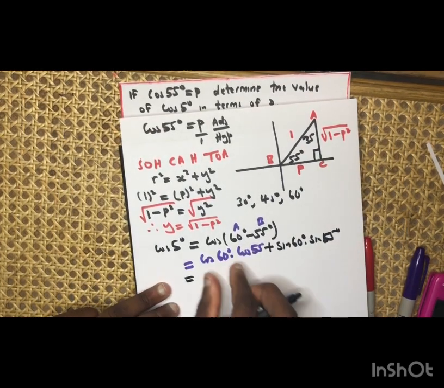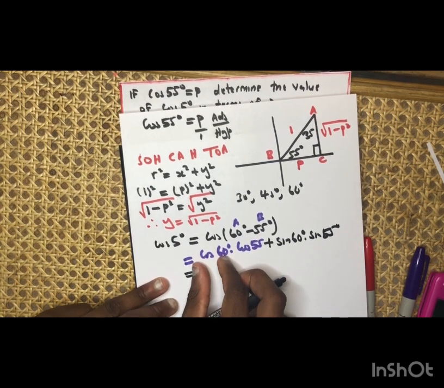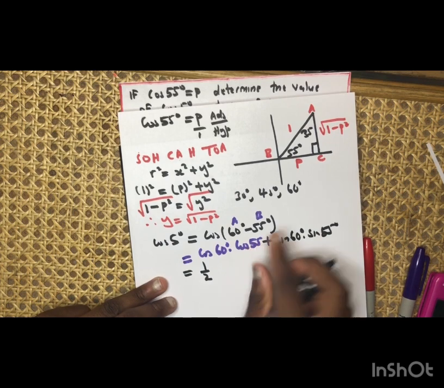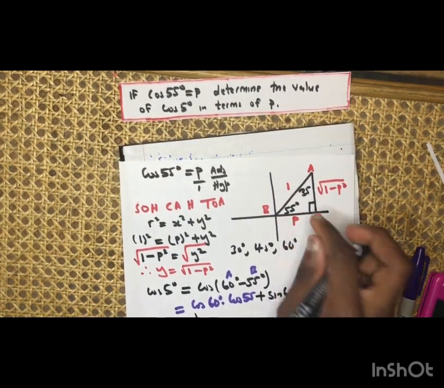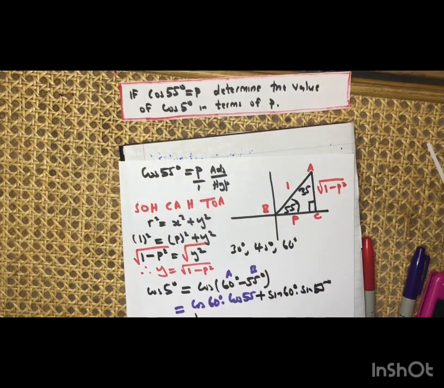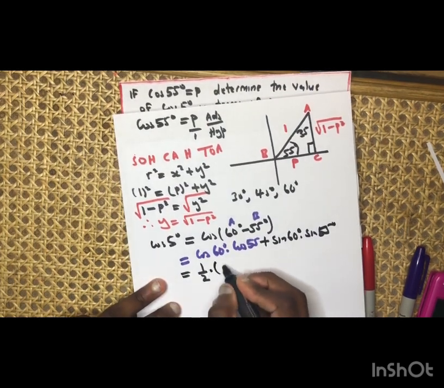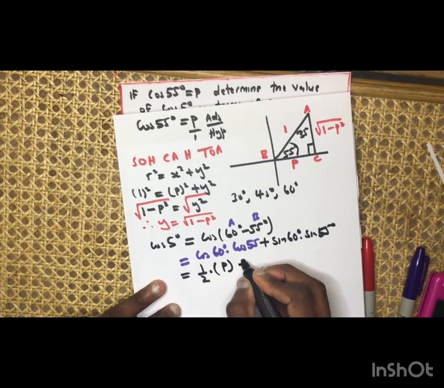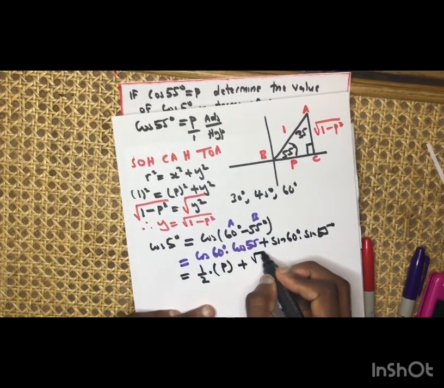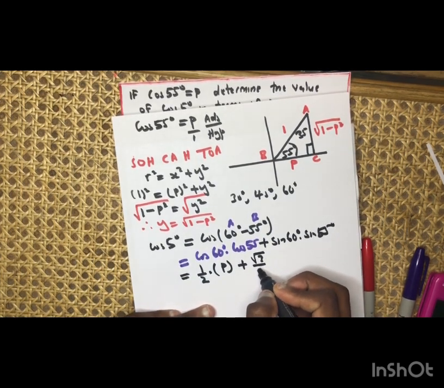We know that cos 60 is a special angle. So cos 60, it's what? It's a half. Then cos 55, we are going to use your diagram. But fortunately, cos 55 was given to be equal to p. So I'm going to substitute p, plus then sine 60. Sine 60 is square root of 3 over 2.